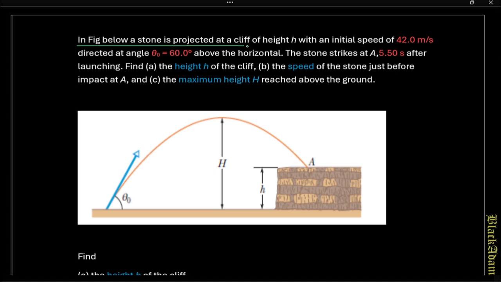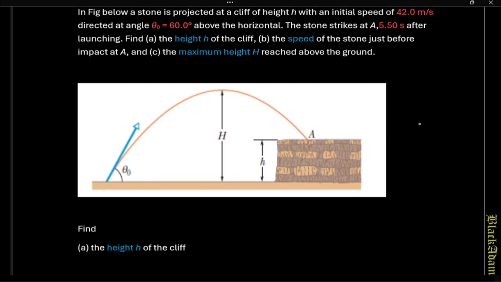Welcome to physics. We are required to calculate the height h and also determine the speed of the stone as it reaches a specific height. So that's the height there at point A, and then we have speed, angle of inclination, and also the time it takes for it to reach a particular position. So we're required to find the height h of the cliff.